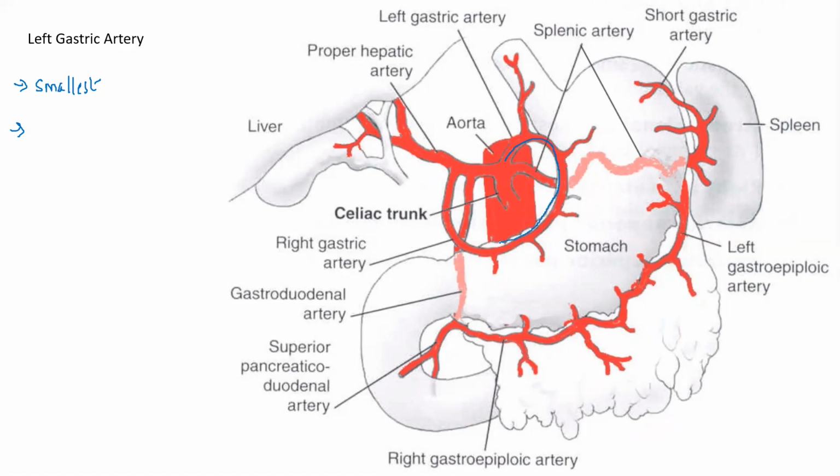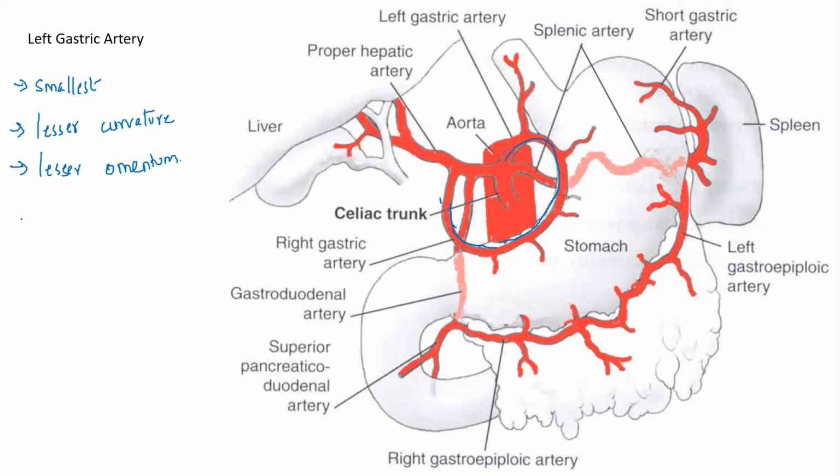It runs along which curvature of the stomach? It runs along the lesser curvature of the stomach. Okay. How does it terminate? It anastomoses with the right gastric artery within the lesser omentum. What ligament, what peritoneal fold attaches to the lesser curvature? Lesser omentum. Okay, so the anastomosis between the right gastric artery and the left gastric artery lies within the lesser omentum.